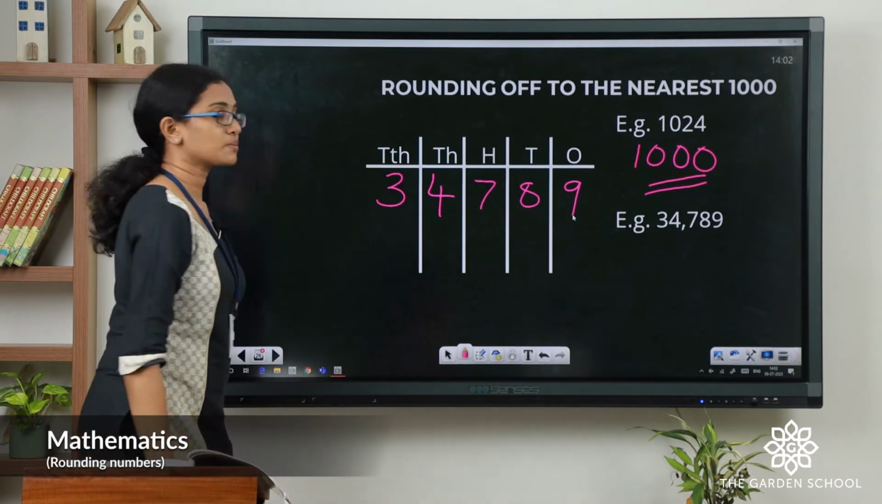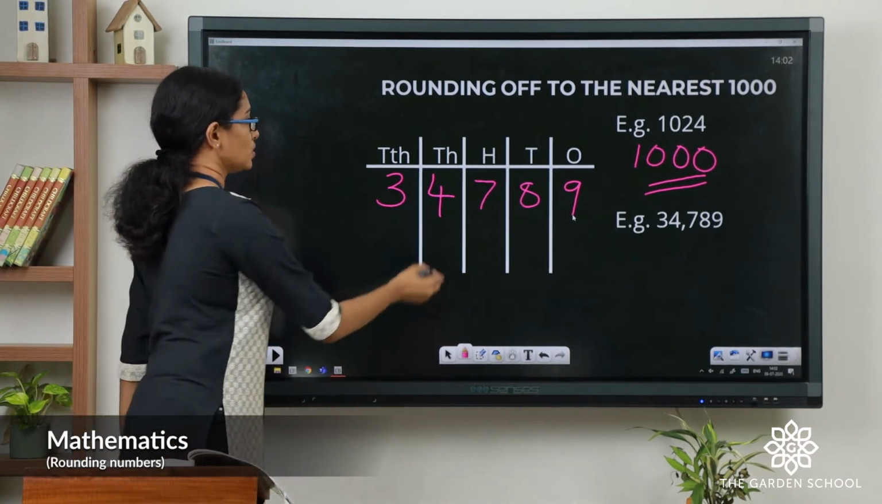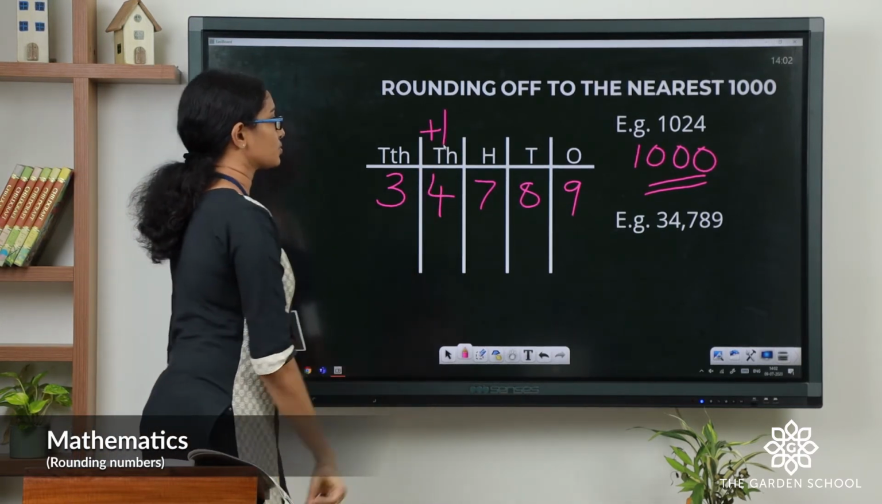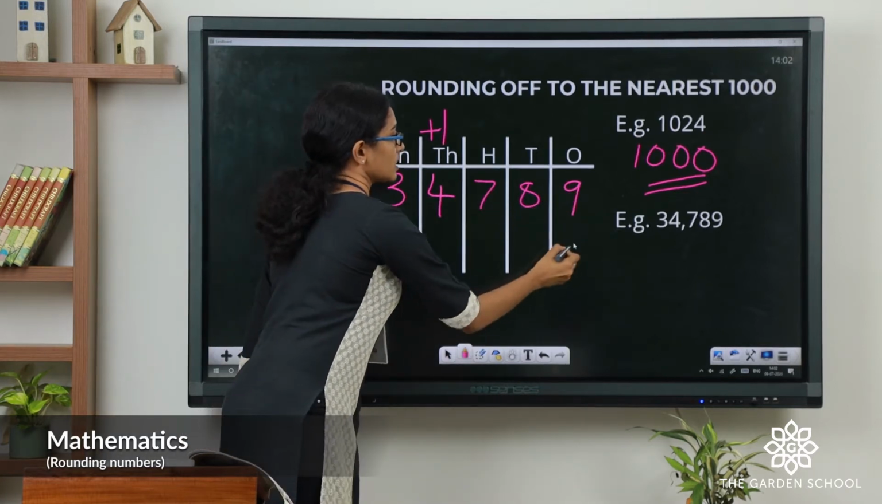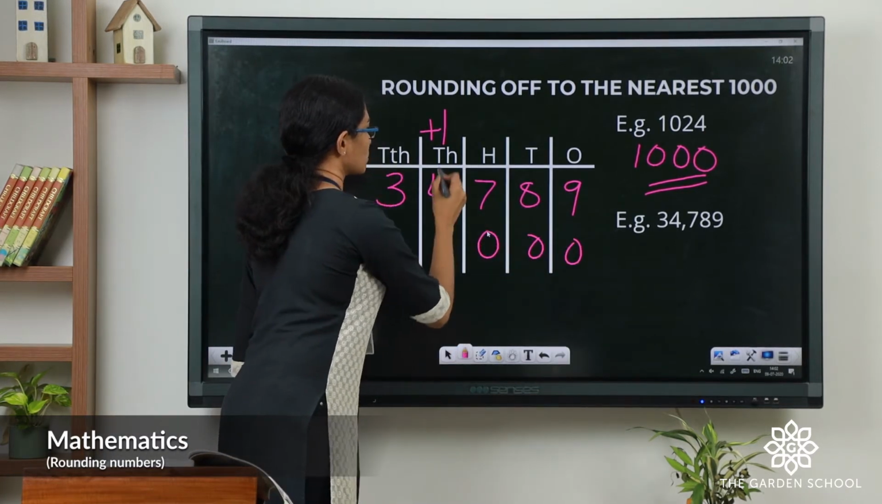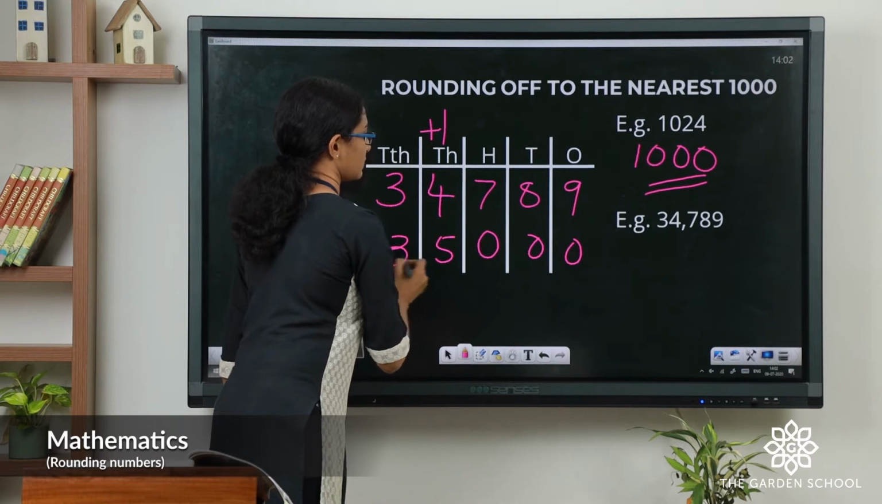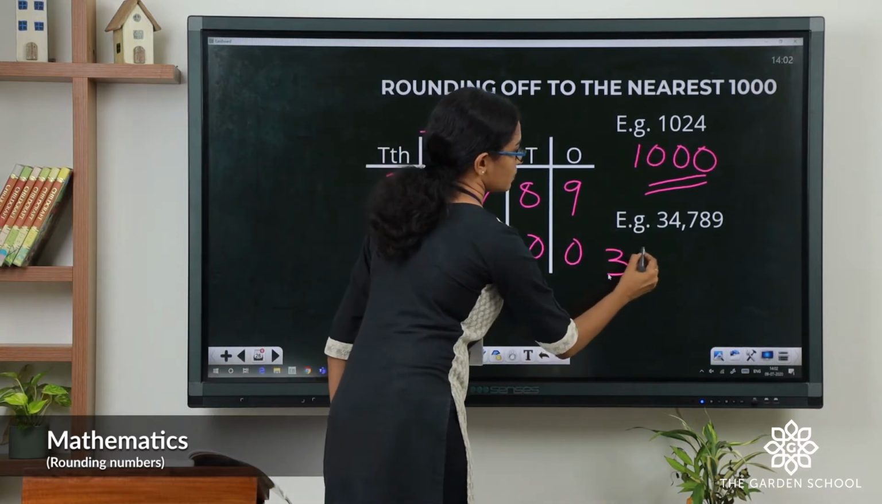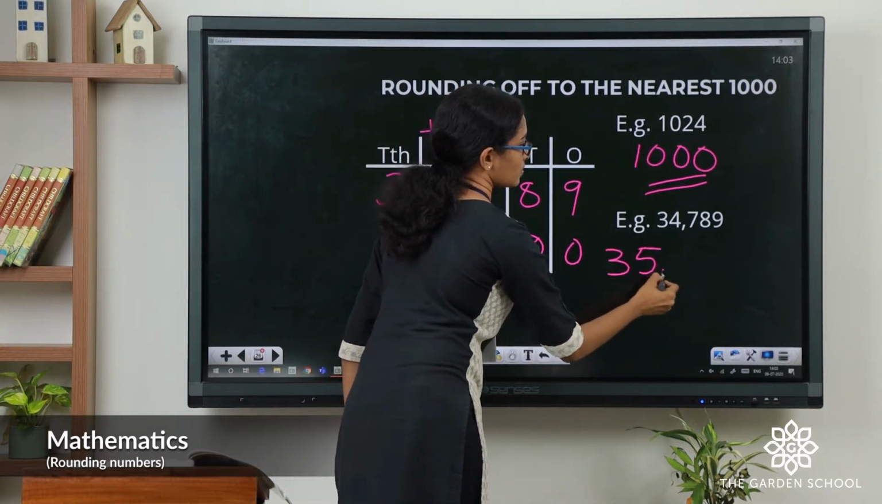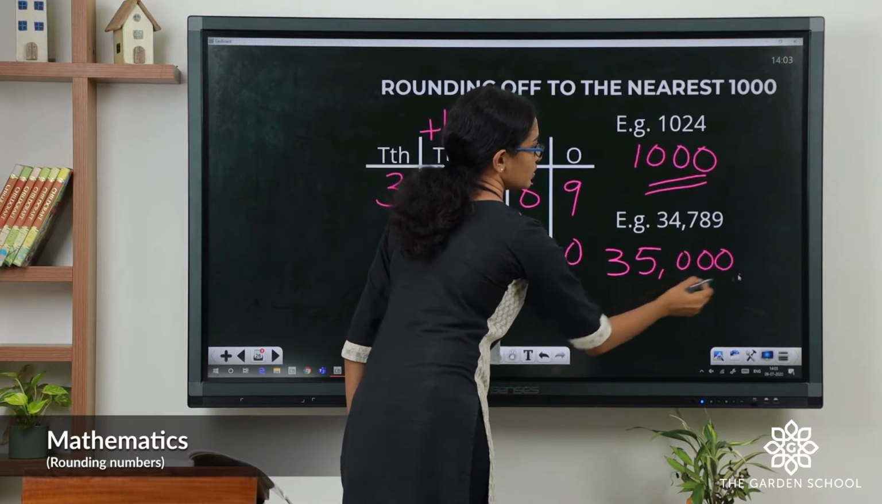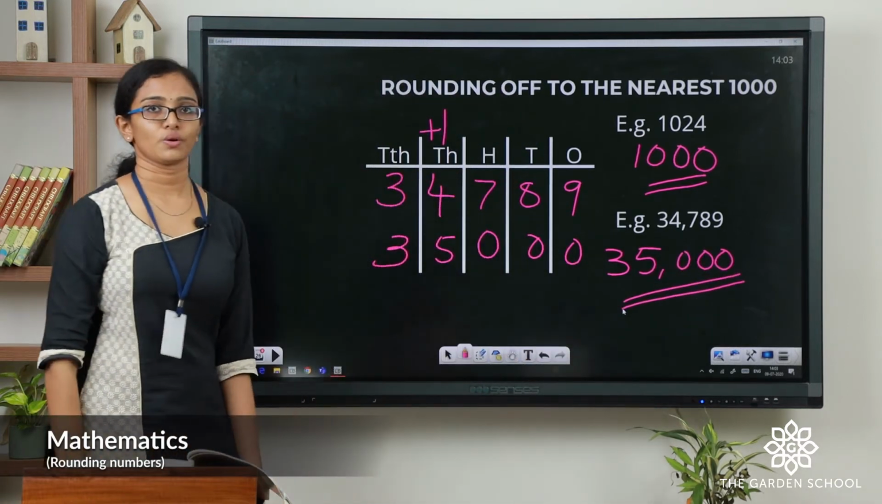Here the hundreds place is 7, which is more than 5. So we have to add 1 to the thousands place and change all the other digits to 0. So that will make this one 35,000. So 34,789 rounded off to the nearest thousand will give you 35,000.